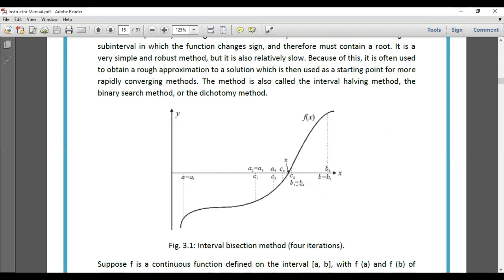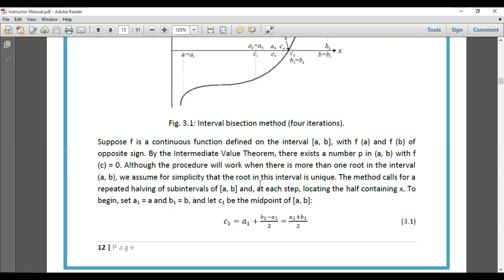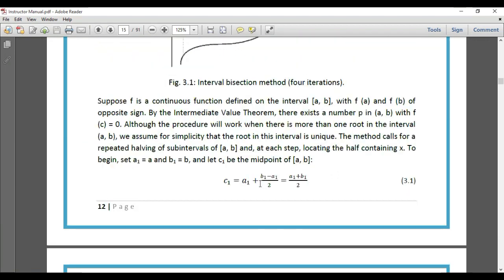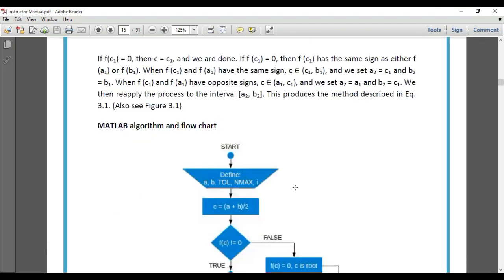So this is how the bisection method works, and following this idea, we will try to develop the MATLAB code to solve nonlinear problems using the bisection method. In the bisection method, we take the average of 2 points a1 and b1. It will be given as c1, which is equal to a1 plus (b1 minus a1) over 2, and that is equal to (a1 plus b1) over 2.